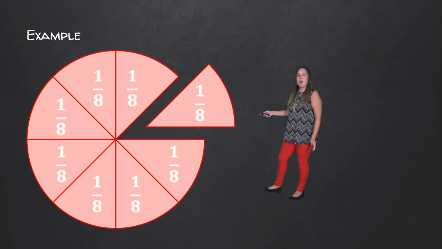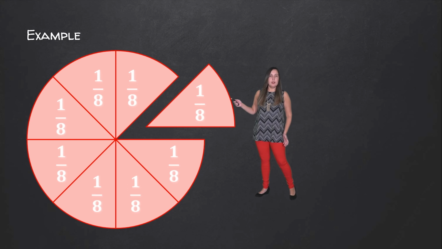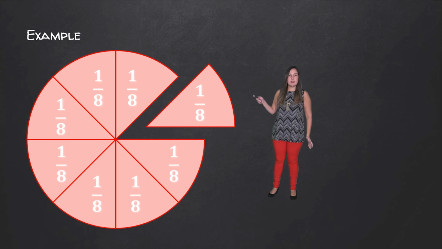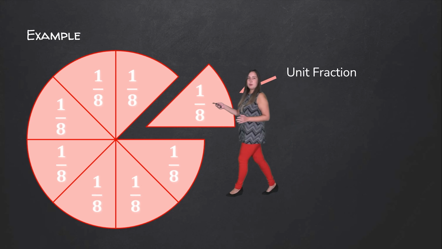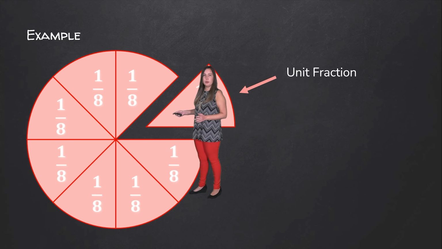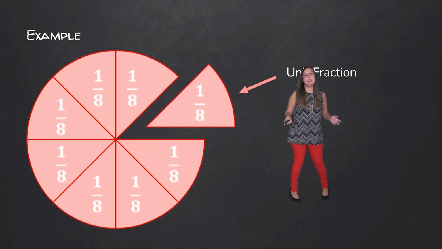So here we have a model, and the circle is split up into 8 equal parts. Notice that we have one slice of it sticking out. This one slice represents our unit fraction. It's our unit fraction because it's 1 out of the 8 that we see here. So this part is our unit fraction, just one part out of the 8.